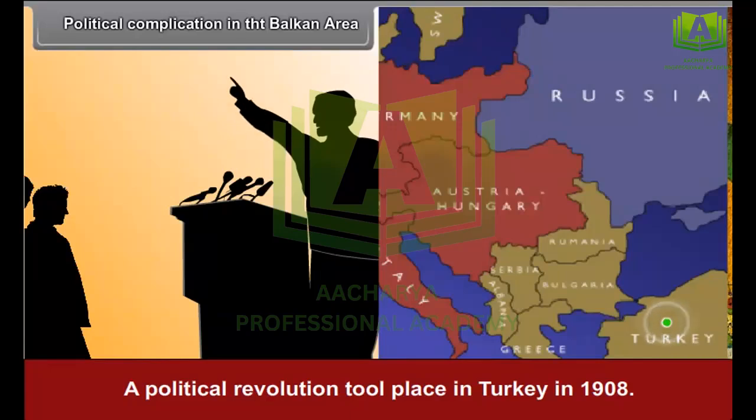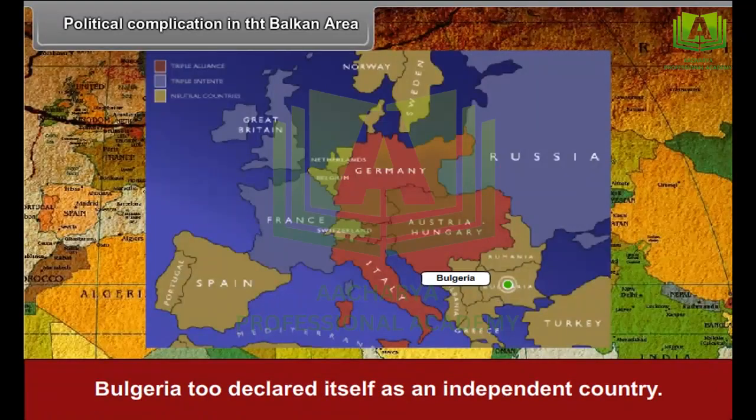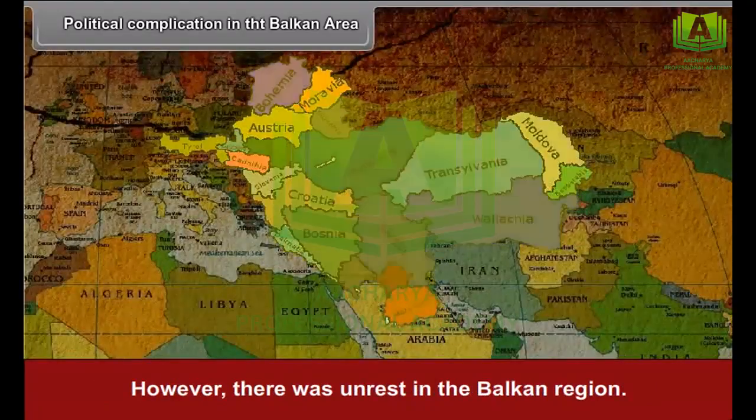A political revolution took place in Turkey in 1908. Taking full advantage of this situation, Austria annexed Bosnia and Herzegovina, the regions of the Balkans. Bulgaria too declared itself an independent country. However, there was unrest in the Balkan region.